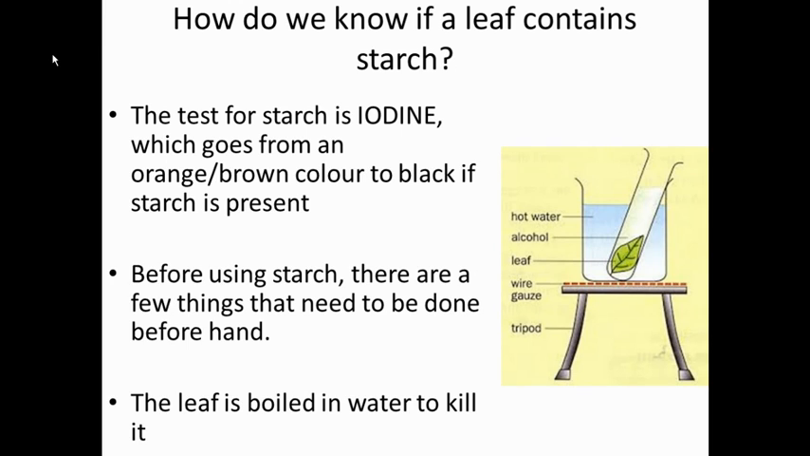So the very first stage is that the leaf is boiled in hot water. This is done to kill the leaf. There are still lots of chemical reactions going on in the leaf, even after you've taken it off a tree or a plant. So you need to put it in hot water to stop all of those reactions happening.